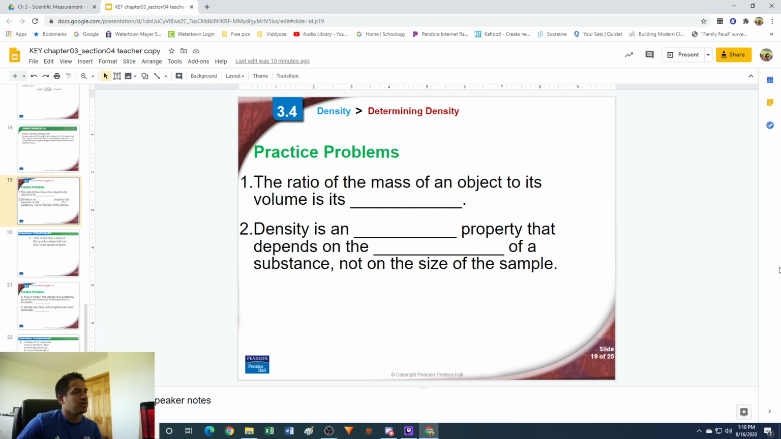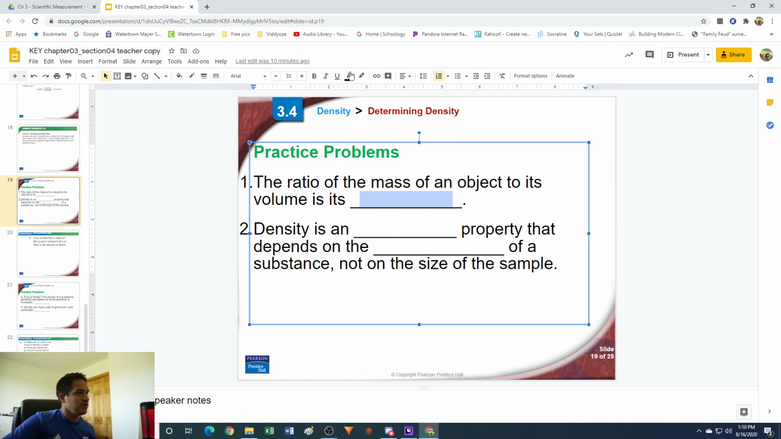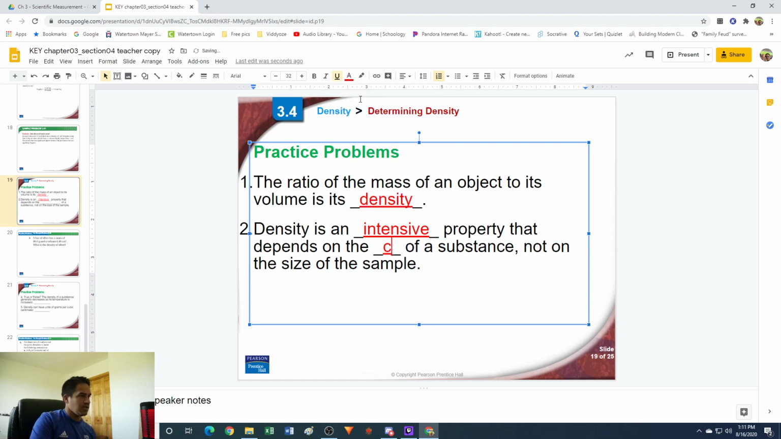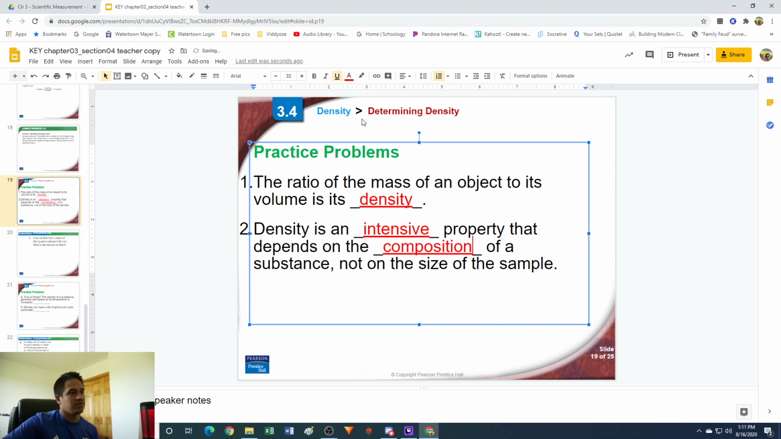Number 1, the ratio of the mass of an object to its volume is its blank. So this is directly from the notes. This, of course, is what we call density. Number 2, density is an blank property that depends on the blank of a substance, not on the size of the sample. So again, this is also directly from the notes, but density is an intensive property that depends on the composition of a substance, not the size of the sample. Okay? All right, moving on.